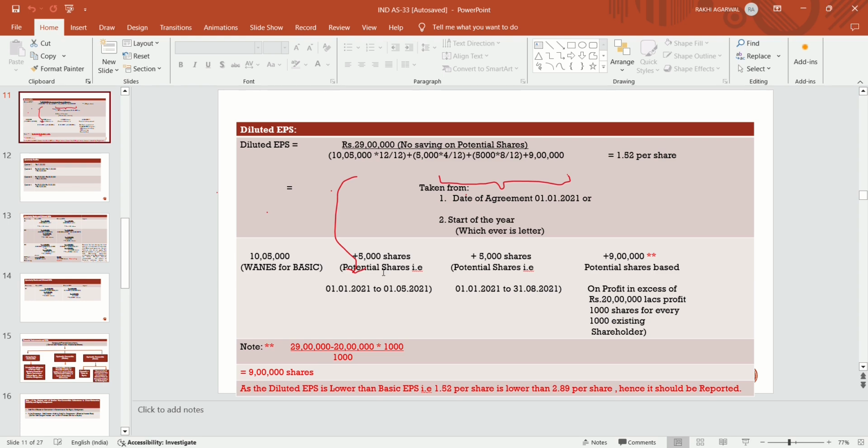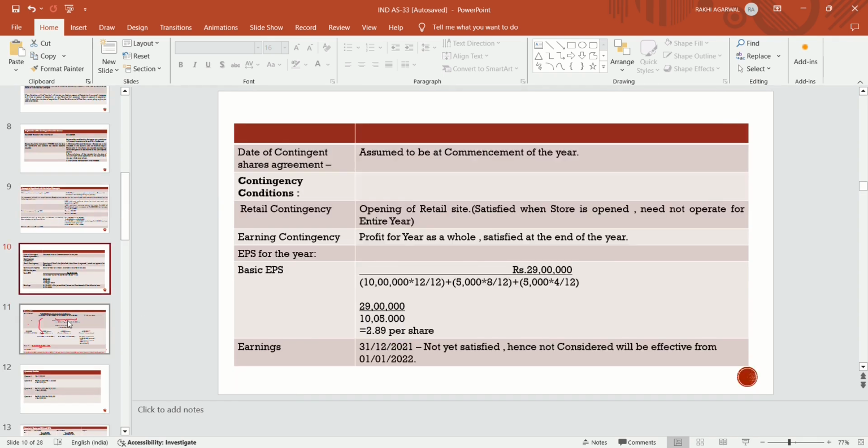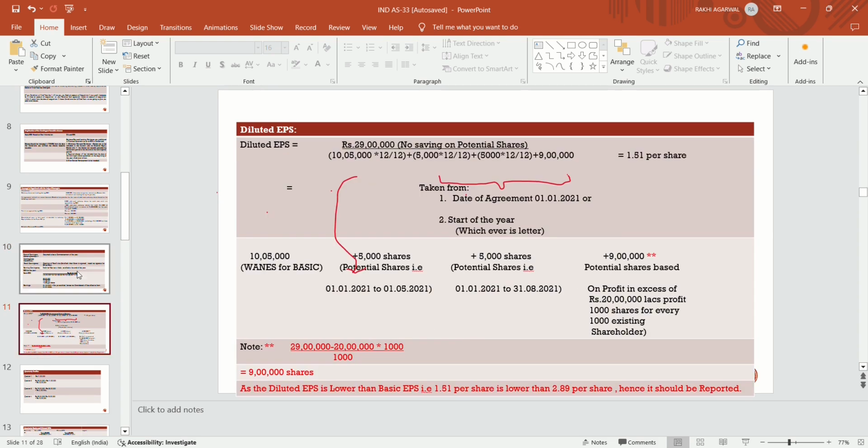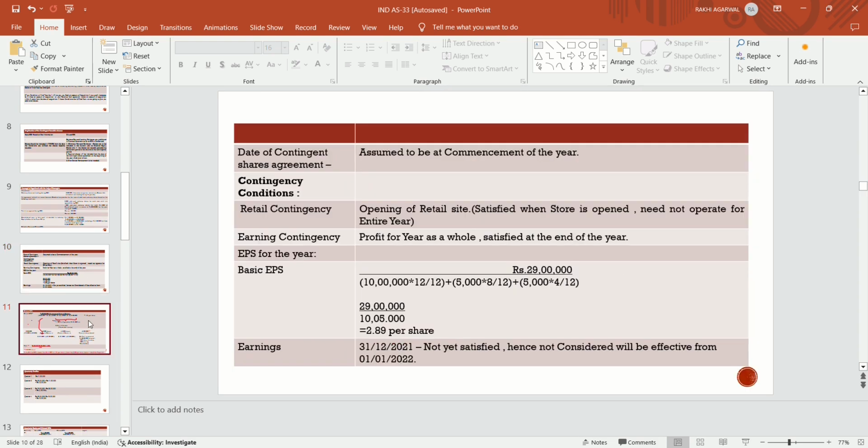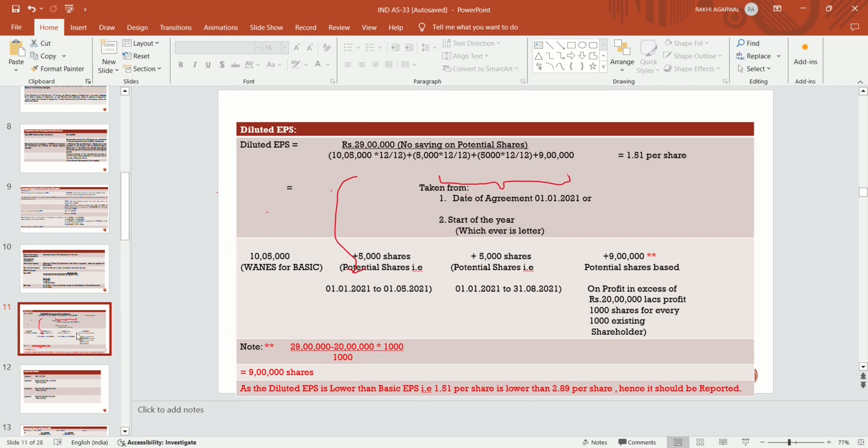As the diluted EPS, in this case the diluted EPS is lower than the basic EPS. That is 1.52 is lower than 2.89 per share, hence it should be reported. It is a case of dilution because diluted EPS is less than the basic EPS, so it should be reported. In this way we will calculate the annual impact, where retail contingencies and earning contingencies conditions are fulfilled, in order to calculate the basic and diluted EPS.